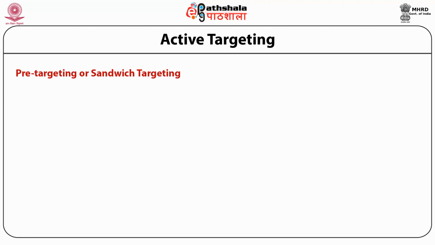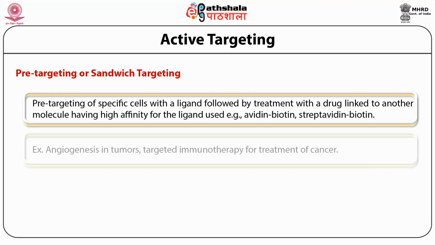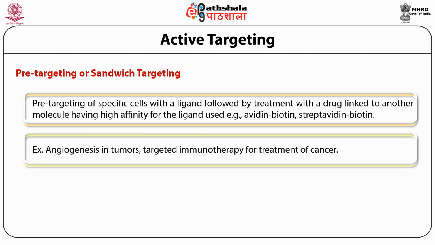Next, pre-targeting or sandwich targeting means that we are targeting specific cells with a ligand, followed by treatment with a drug linked to another molecule having high affinity for the ligand used. This could include avidin-biotin and streptavidin-biotin affinity. For this, examples include angiogenesis in tumors and targeted immunotherapy for treatment of cancer.